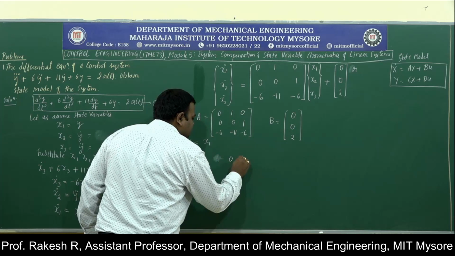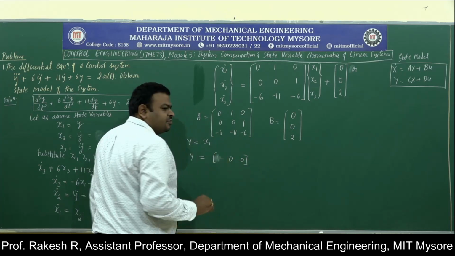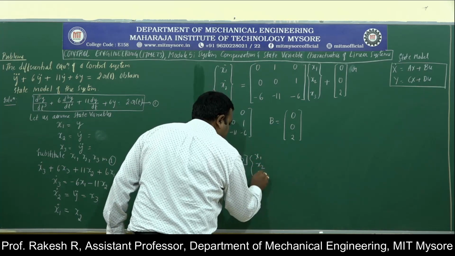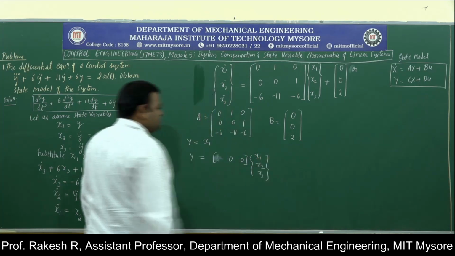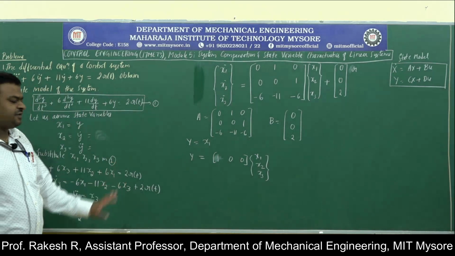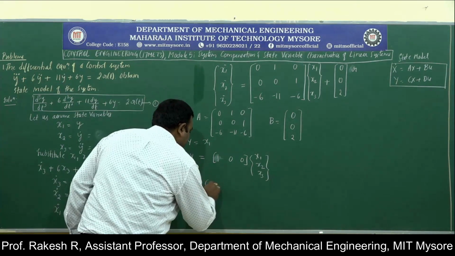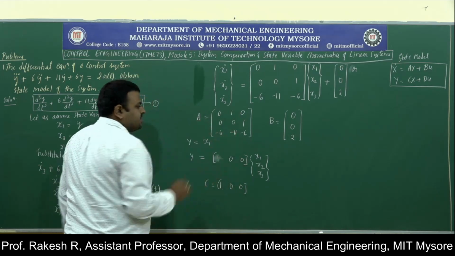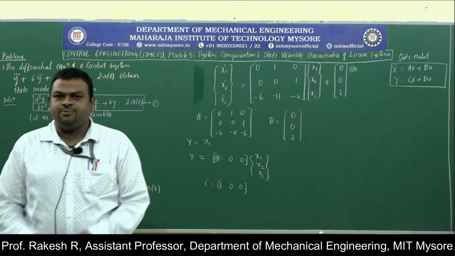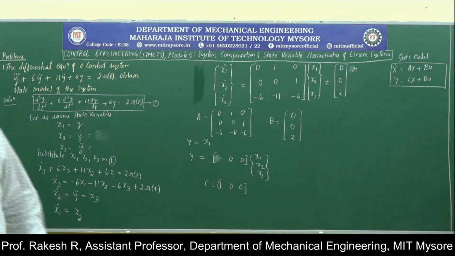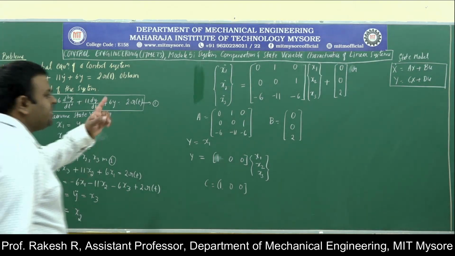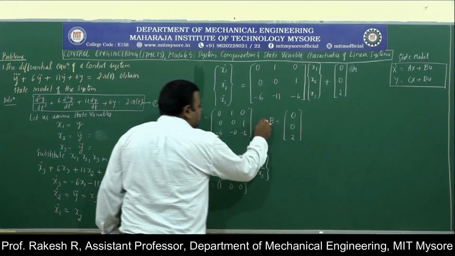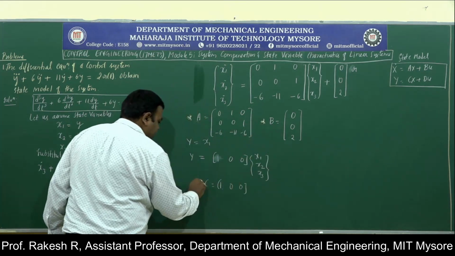1, 0, 0 into x1, x2, x3. So this is the output equation. If we write C, what is C? 1, 0, 0. So A, B, C are the answers for this problem. You have to find out the state model. You have written the state model, but the answer is A, B and C.